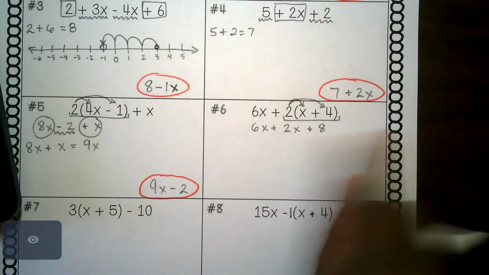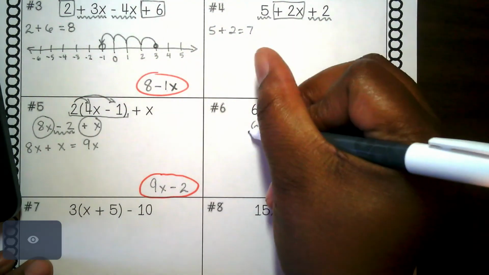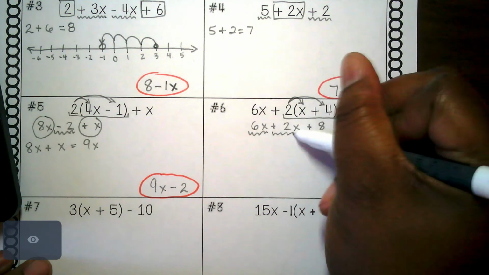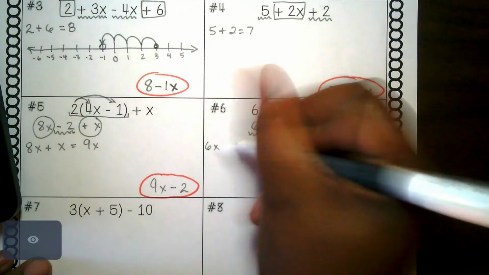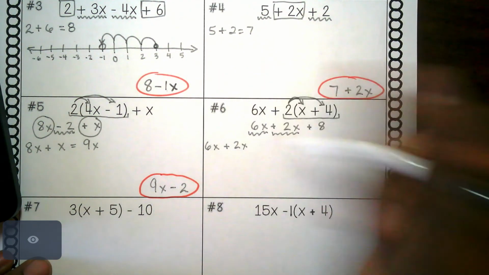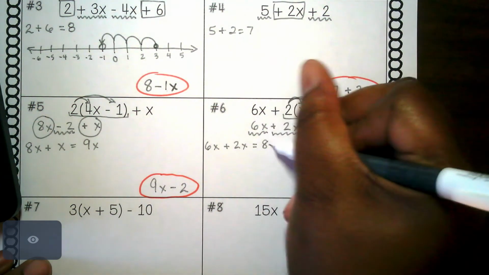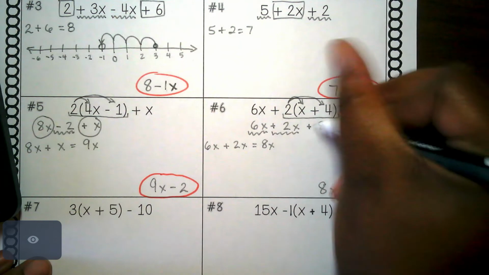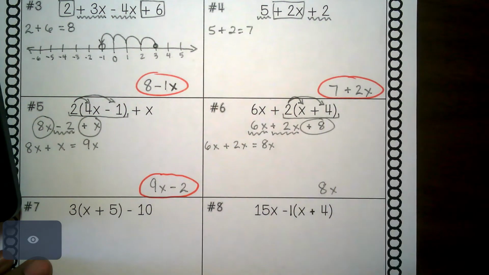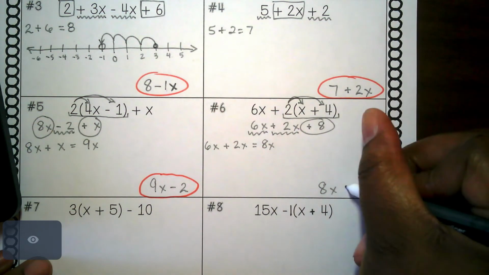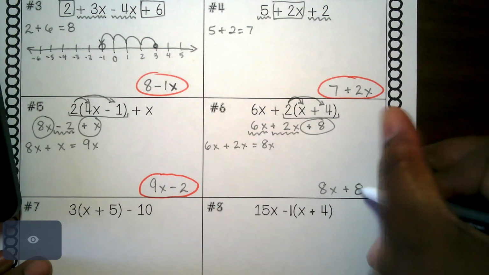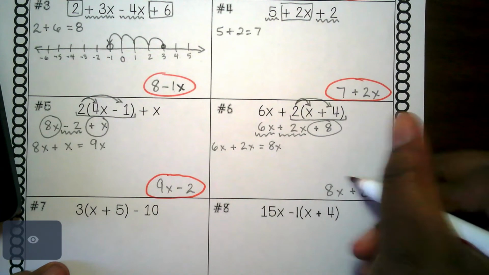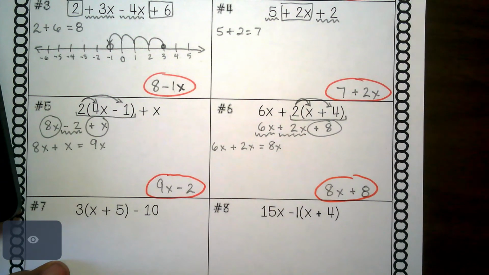And now I can work with this like the rest of them. My first one is 6x. And I see a like term of plus 2x. So if I have 6 x's and I add 2 more x's, that gives me a total of 8 x's. So I'm putting my 8x there. And then last, I just have plus 8. Nothing to combine that with, so I'm just adding plus 8. So my final answer to simplify this is 8x plus 8.